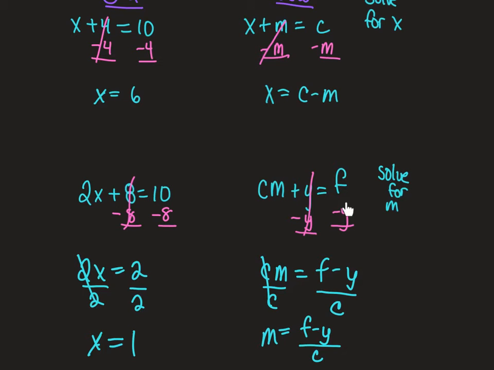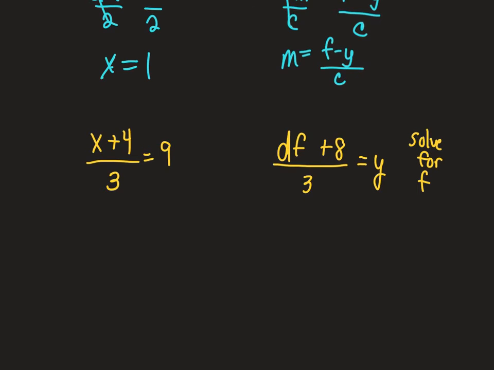We moved the y to the other side, and we moved the c to the other side so that we were left with m. How did I know? Because it said right here, solve for m. Keep the m, get rid of the other things that are on that same side. All right, let's look at this example.